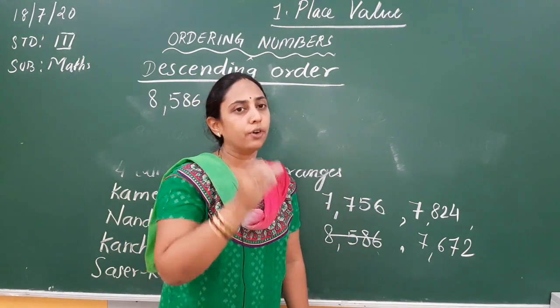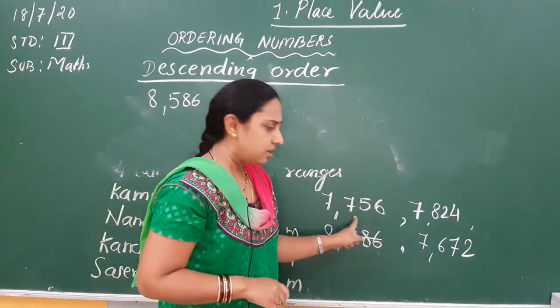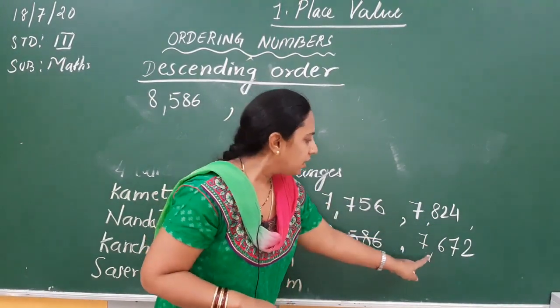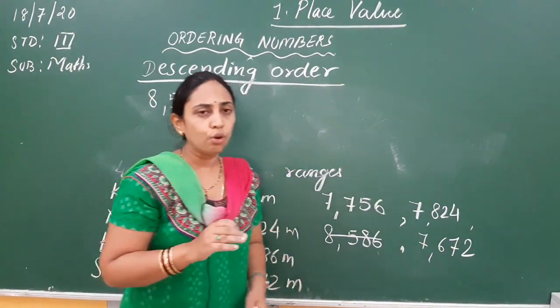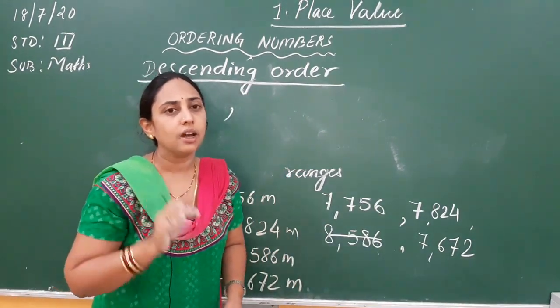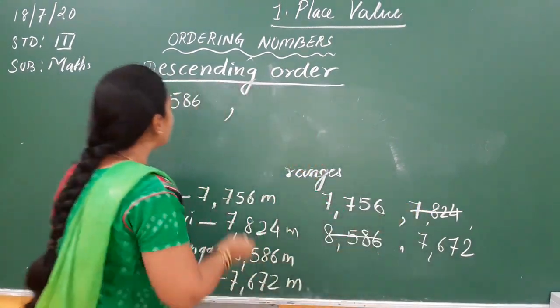Next, all are 7. Next we will go for the hundreds place. Here it is 7, here it is 8, here it is 6. 6, 7, 8. So you know 8 is the greatest number, right? So we will go for 7824.